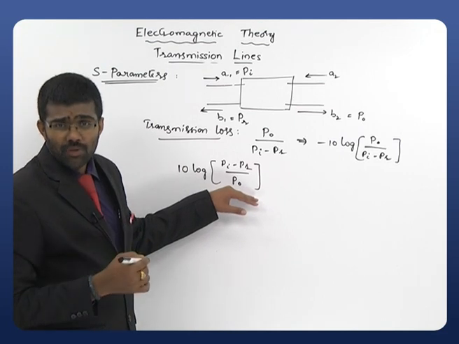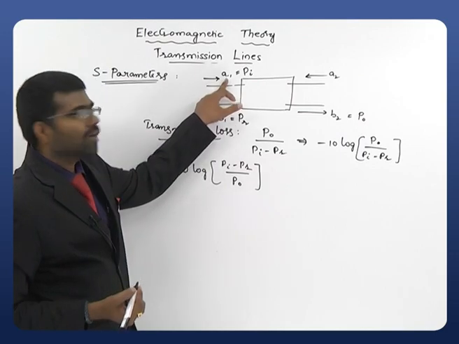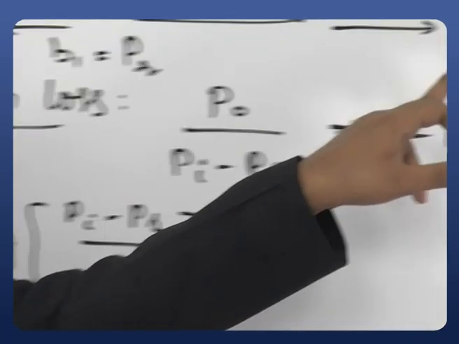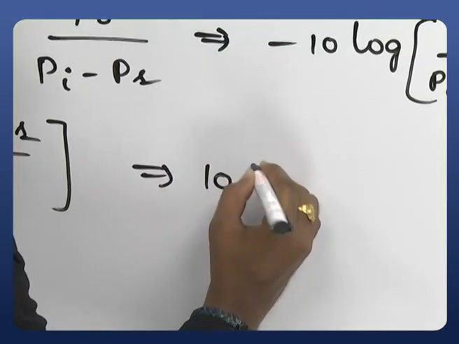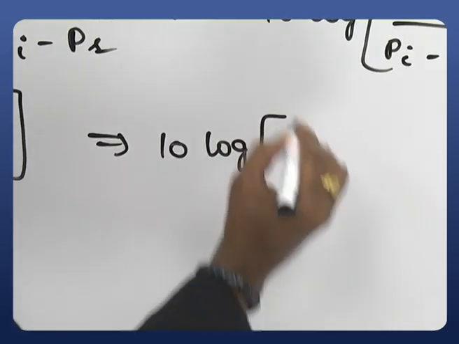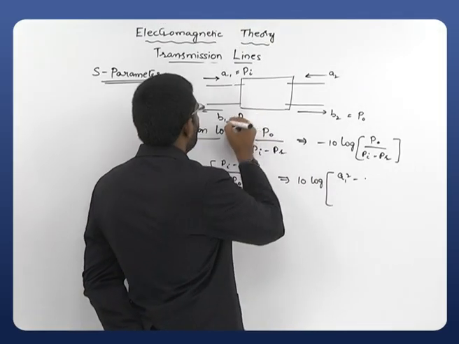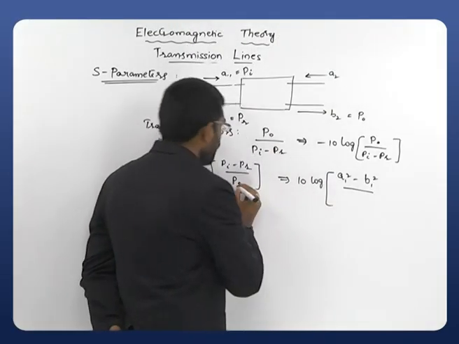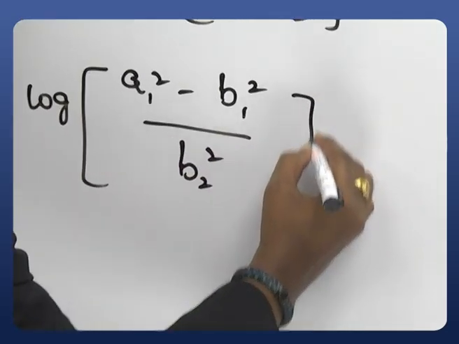But we require the equation in terms of scattering parameters. So what I do is I'll replace this Pi with A1 square, PR with B1 square, P0 with B2 square. So this can be modified as 10 log of Pi minus PR, that is A1 square minus B1 square, divided by P output, which is nothing but B2 square. Simply it is this one.